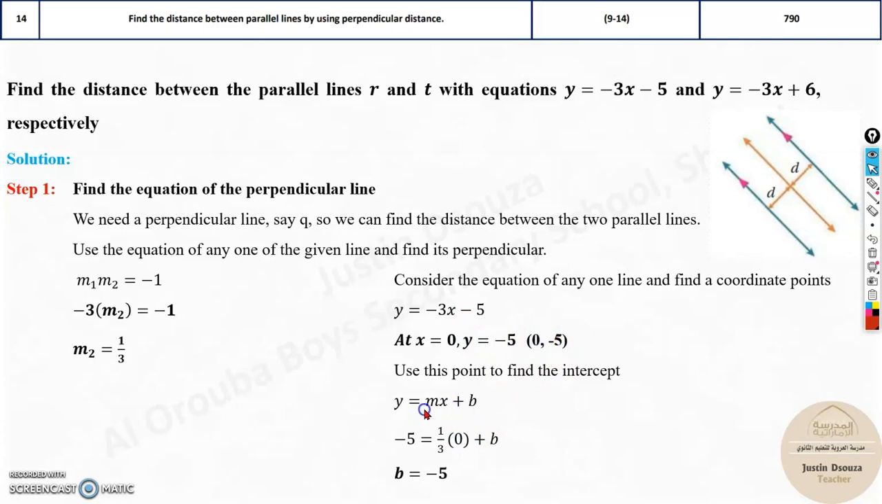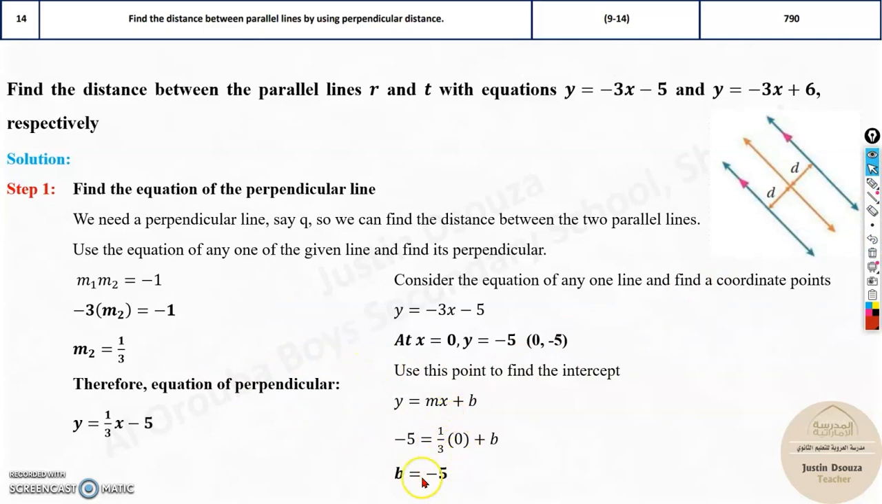But technically this is the method to solve. We have done this already to find the y-intercept, so we can use this formula. Otherwise, if you understand this thoroughly, this is the x-axis, this is the y-axis. When x is 0, you get the y-intercept. Now, in this case, it was -5. That's it. Next, what do we do?